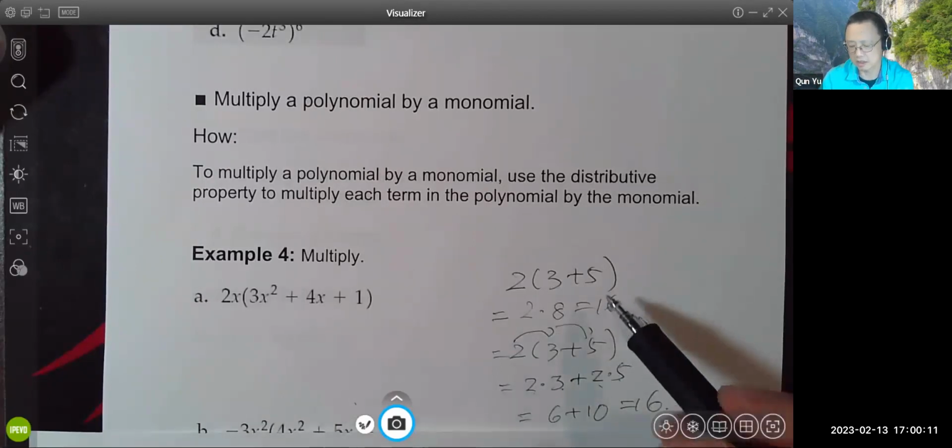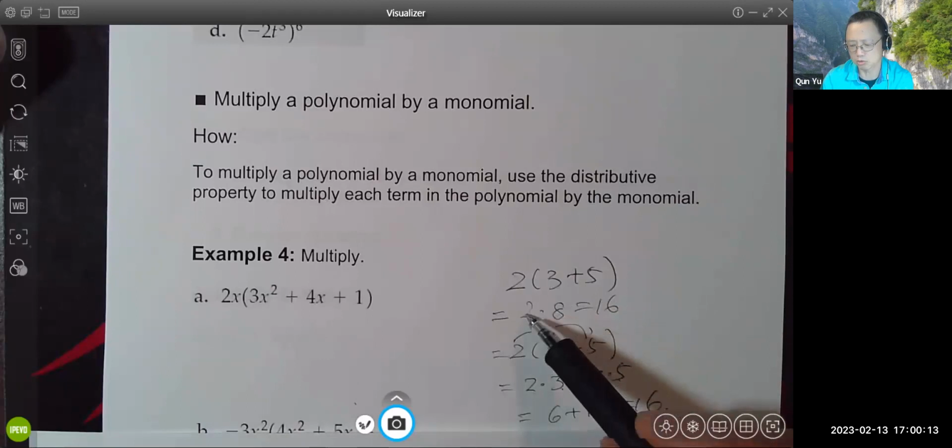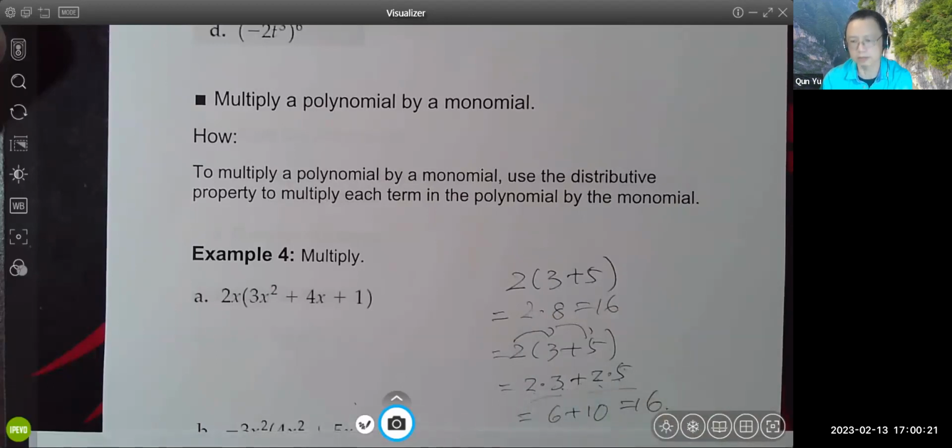Actually, this total makes sense because 8 times 2 really means 8 2s. Look at what we have after we do distribution. We have 3 2s plus 5 2s. How many 2s? 8 2s. Even though they look different, they mean the exact same thing. Sure, we have the same answer. Hopefully this makes sense to you.